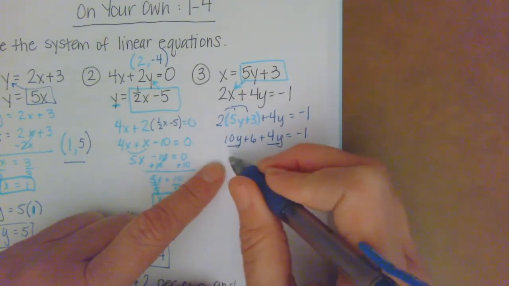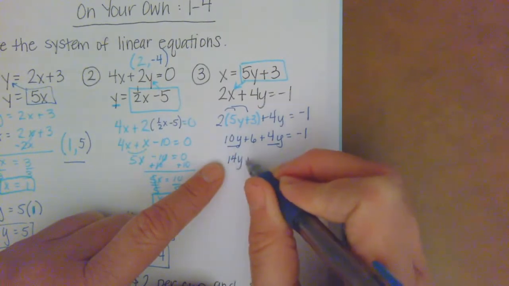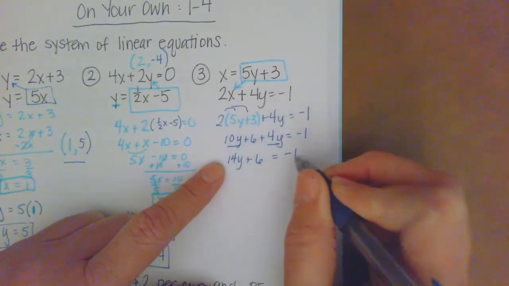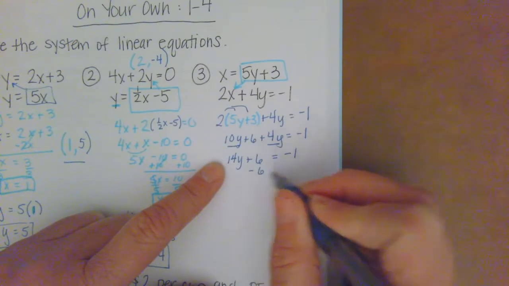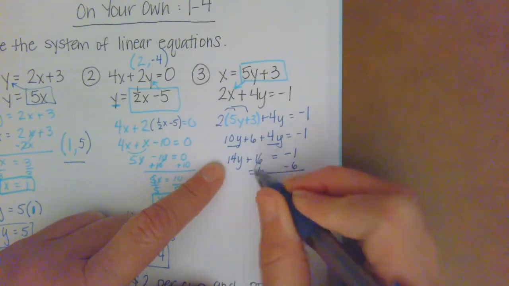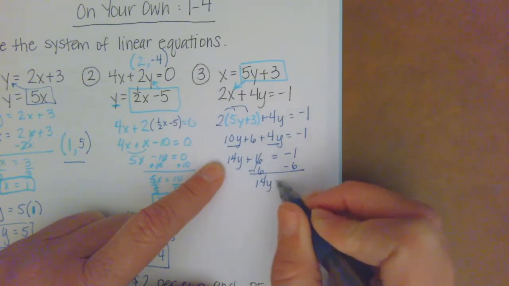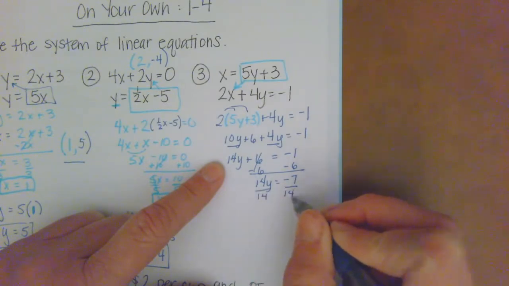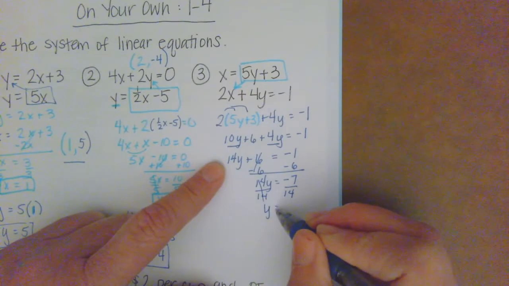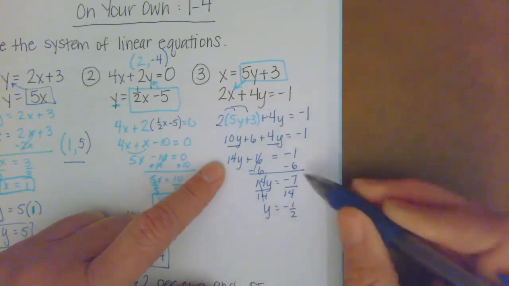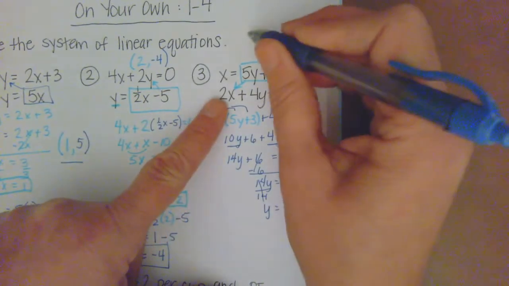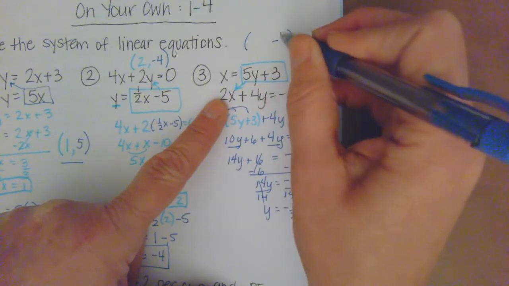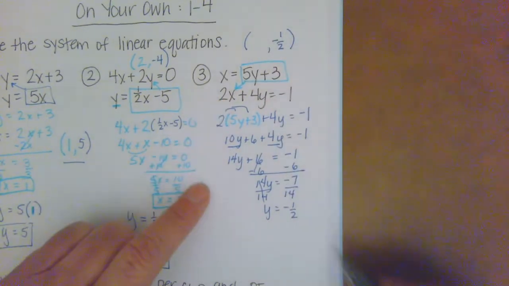Let's combine our y values, so we get 14y plus 6 equals negative 1, minus 6 minus 6. That gives us 14y equals negative 7. Divide by 14, divided by 14. And we get y equals negative 1/2 when we simplify that. So for our ordered pair, we have negative 1/2 in our y.